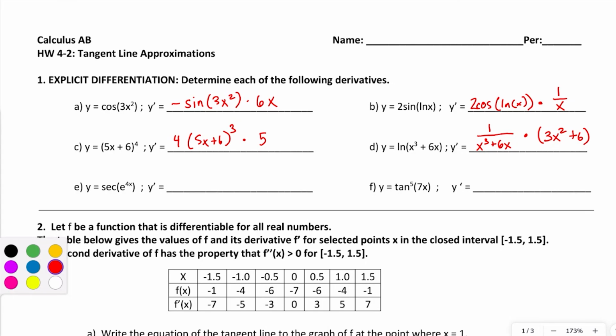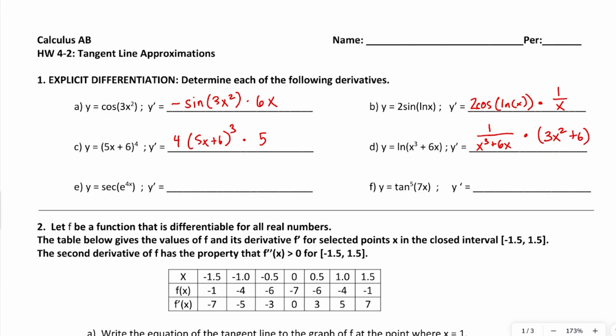Now, usually on these natural log derivatives, like on B and D, if it's a multiple choice item, then these are going to be simplified so that this 3x squared plus 6 will be in the numerator. Just keep that in mind. We can leave it like this for now, though.